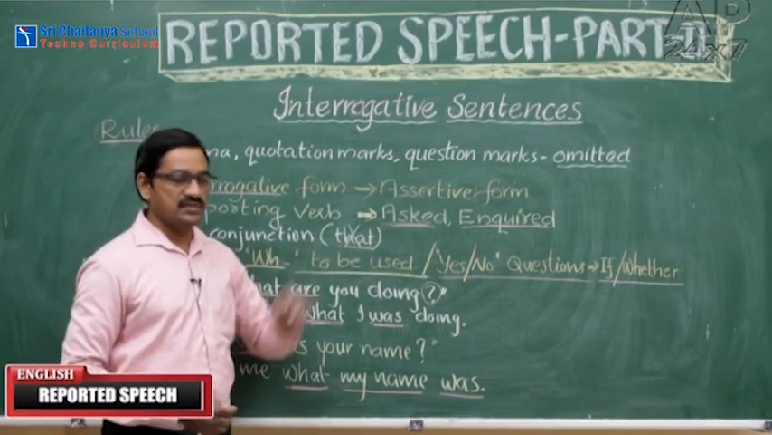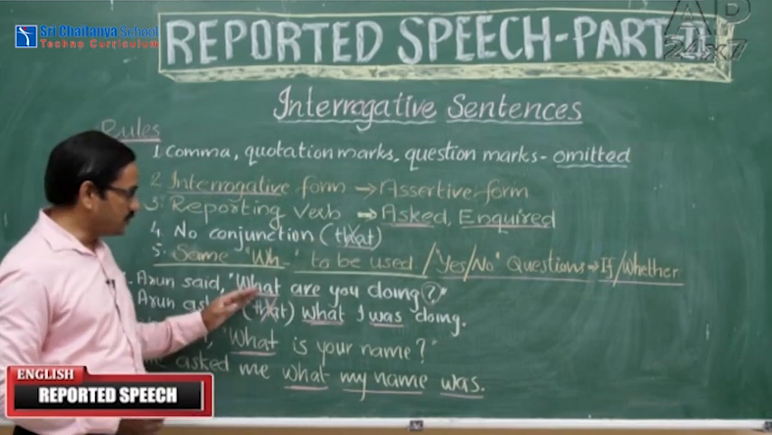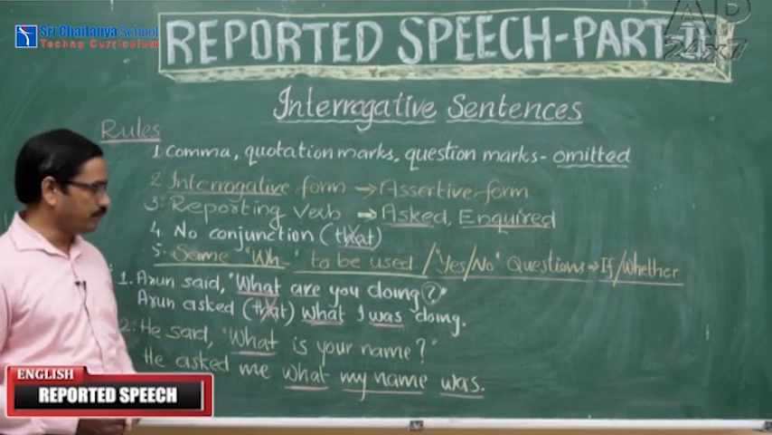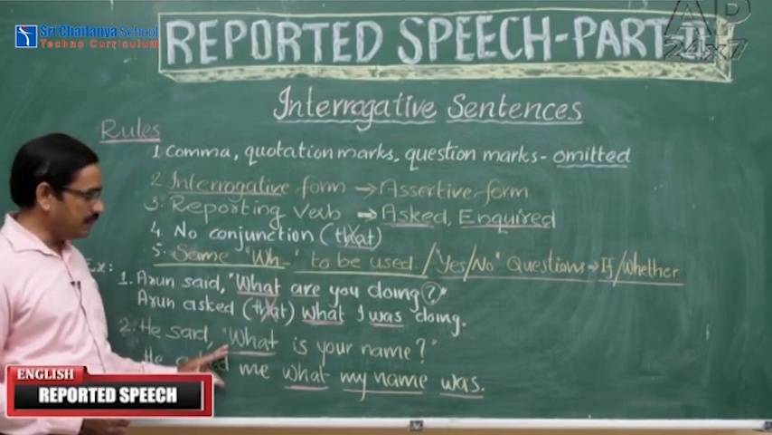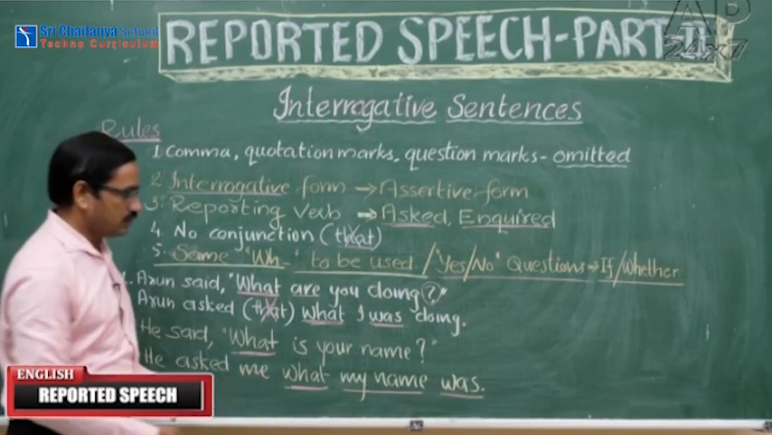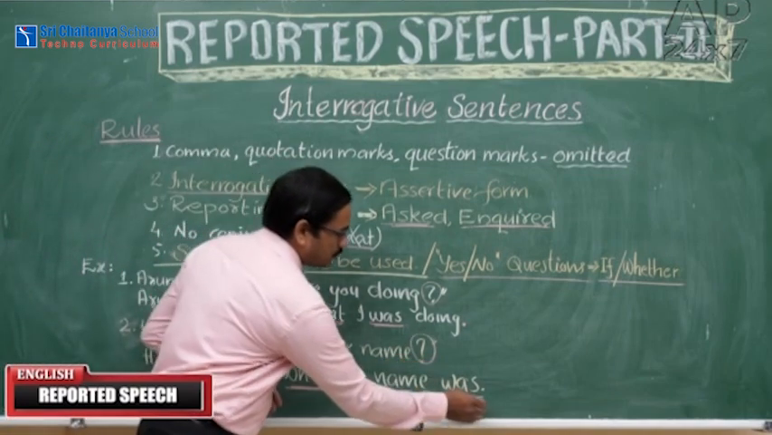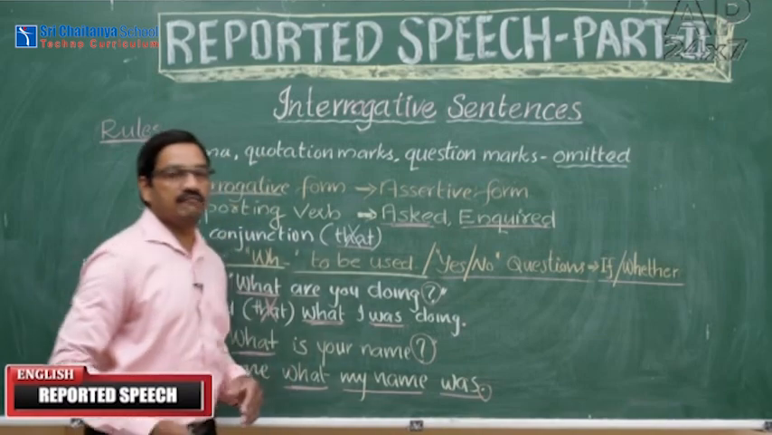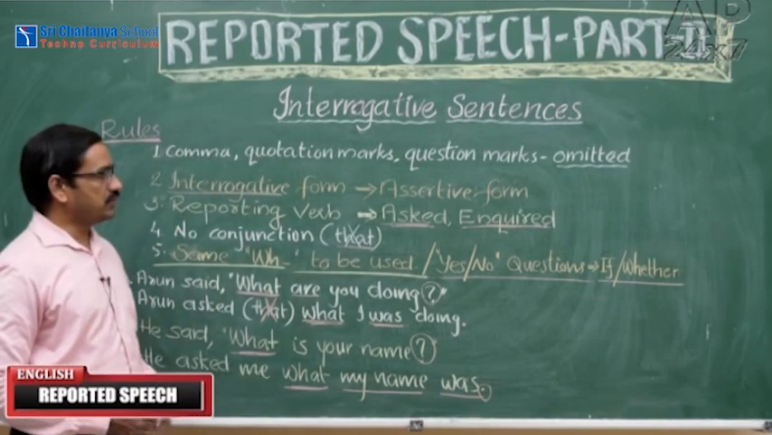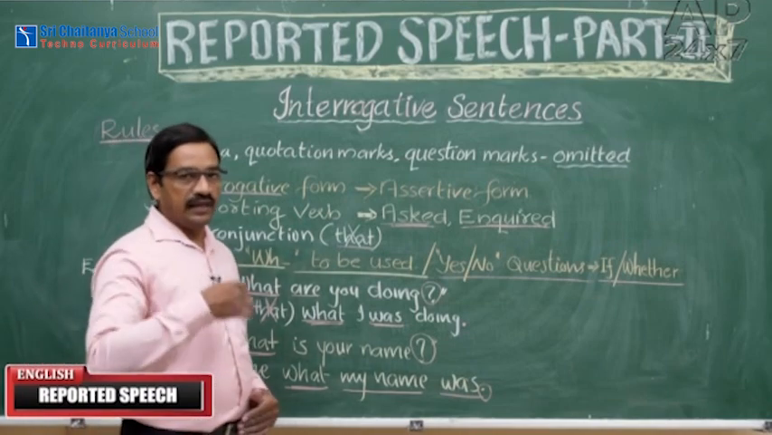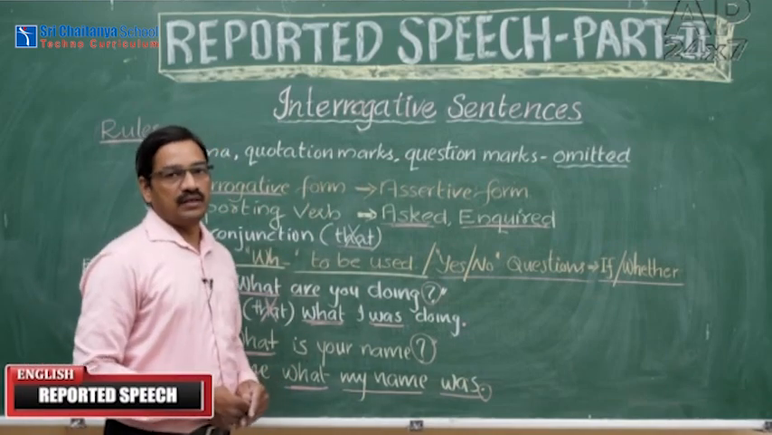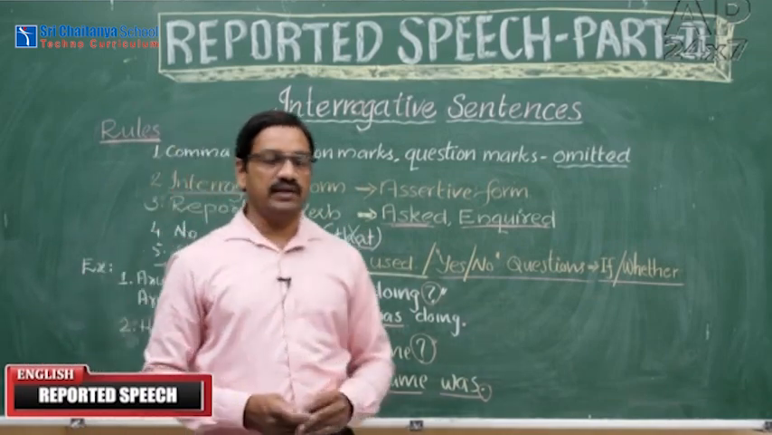The interrogative changes into assertive form. So the question changes into a statement form. What are you doing? What I was doing. What is your name? What my name was. So the question is changed into an assertive form, ending with a full stop. So these are the changes when we change interrogative sentences into indirect speech.